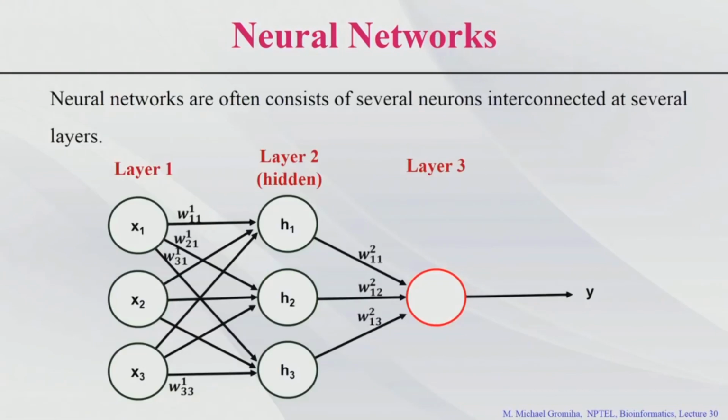So, how do we construct the networks? They have different layers. For example, layer 1 is the input layer, and another layer, layer 3, is the output layer.